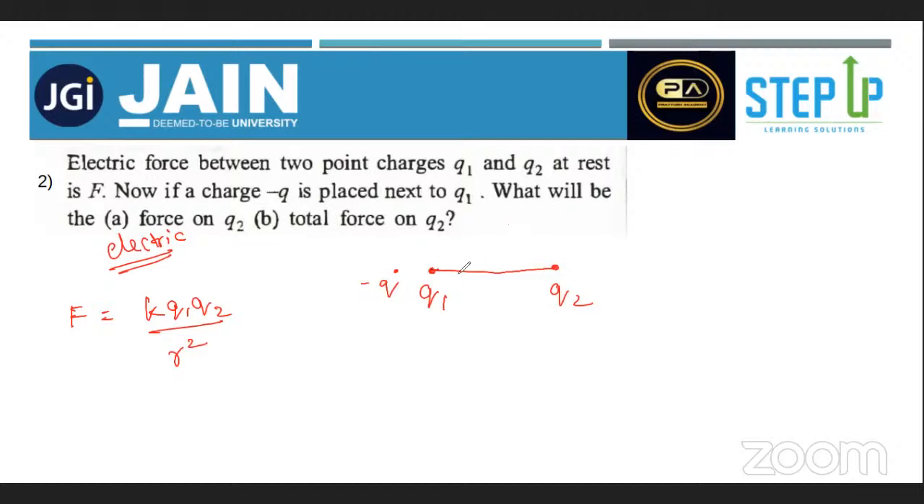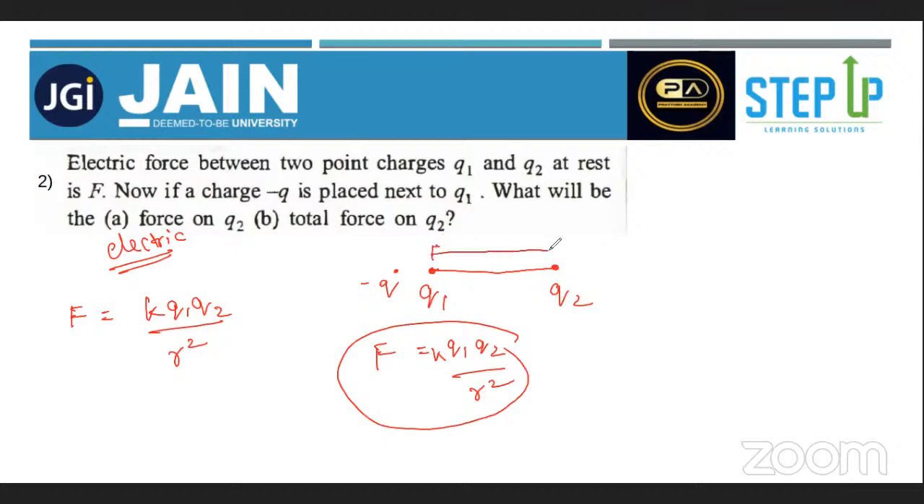So what will be the force on q2? How will the force on q2 get affected? This is a negative charge, and the other charge they have not mentioned, so we'll assume it as positive. Now, F depends on Q1, Q2, and on r square, the distance between them. So if you bring any charge q in, it will not put any effect on the force. The electric field might change because the position of q1 will change, but the force will not.